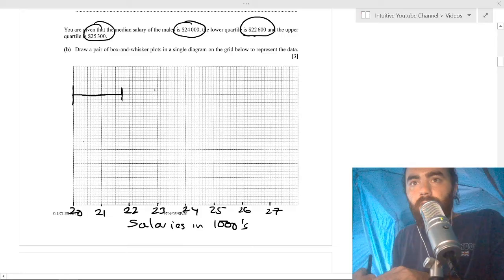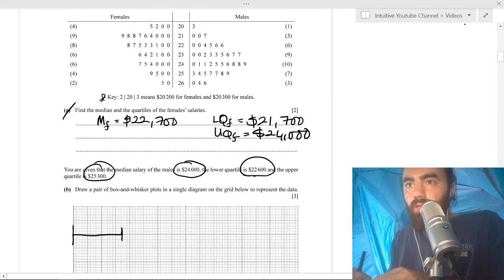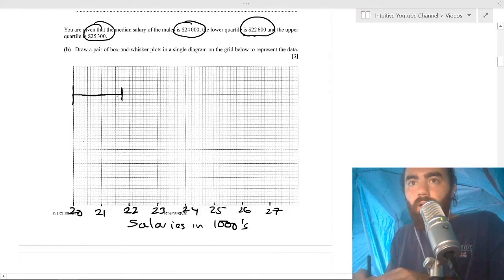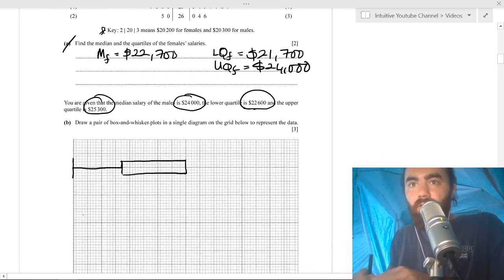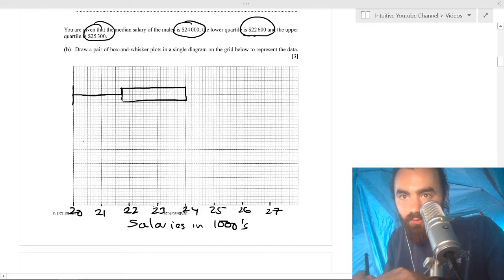And then the upper quartile is at 24,000. So let's go to 24,000, which is here. So that's your box. And then the median, well, that is 22,700. So let's look at where that is. That's 3 in from here: 1, 2, 3. So that's the median.